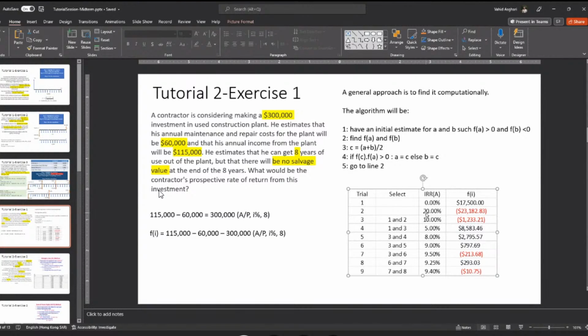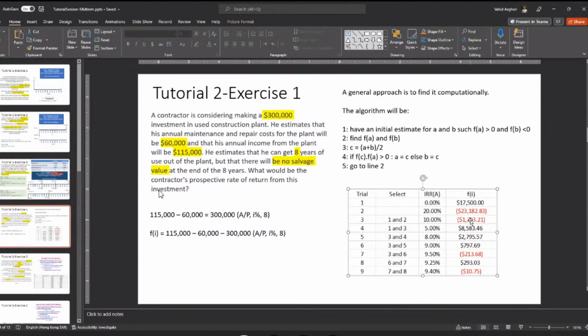But if we put it at 20%, the f of I is negative. Those red ones are negative. So it tells us that our I, the rate of return, is somewhere between 0 and 20. That's okay. We say that it should be 10 perhaps. So we find the value at 10. If we set I equal to 10, still the f of I is going to be negative.